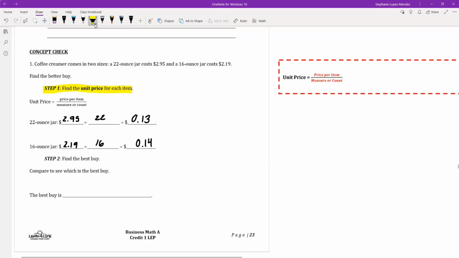Now on step 2, I have find the best buy. I need now to compare to see which is the best buy. So the best buy will always be when I can pay less for a product. For example, in this case, the 22 ounces cost me actually less per ounce than the 16 ounce. So my answer here is the best buy is the 22 ounce jar.